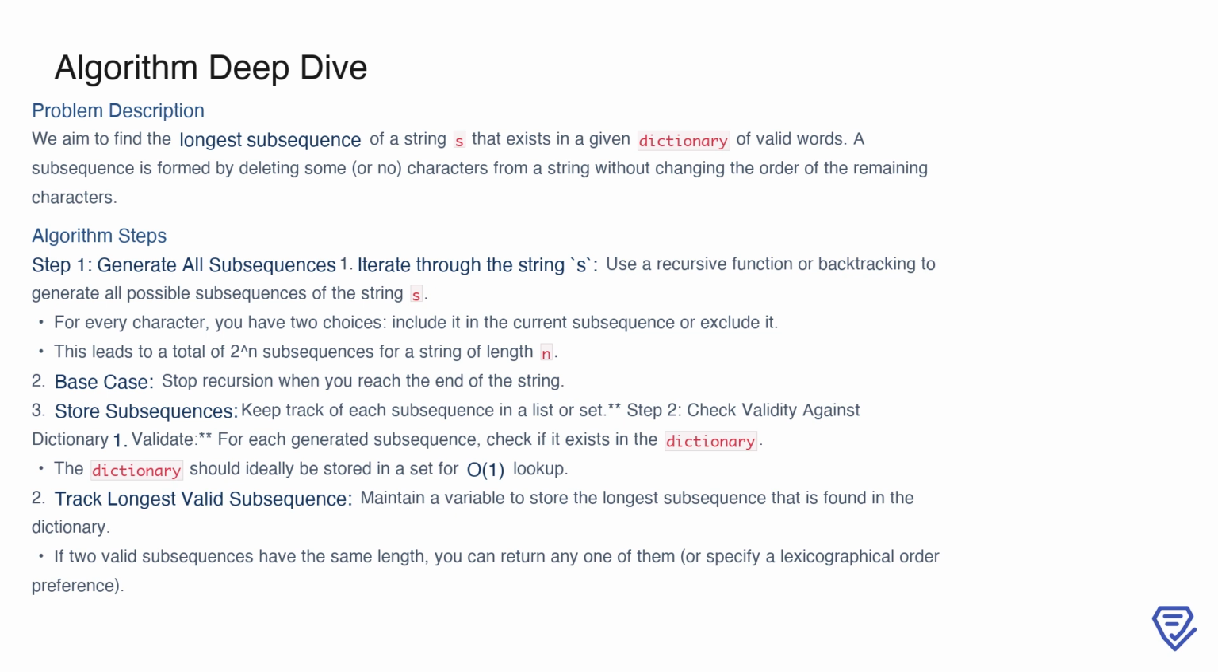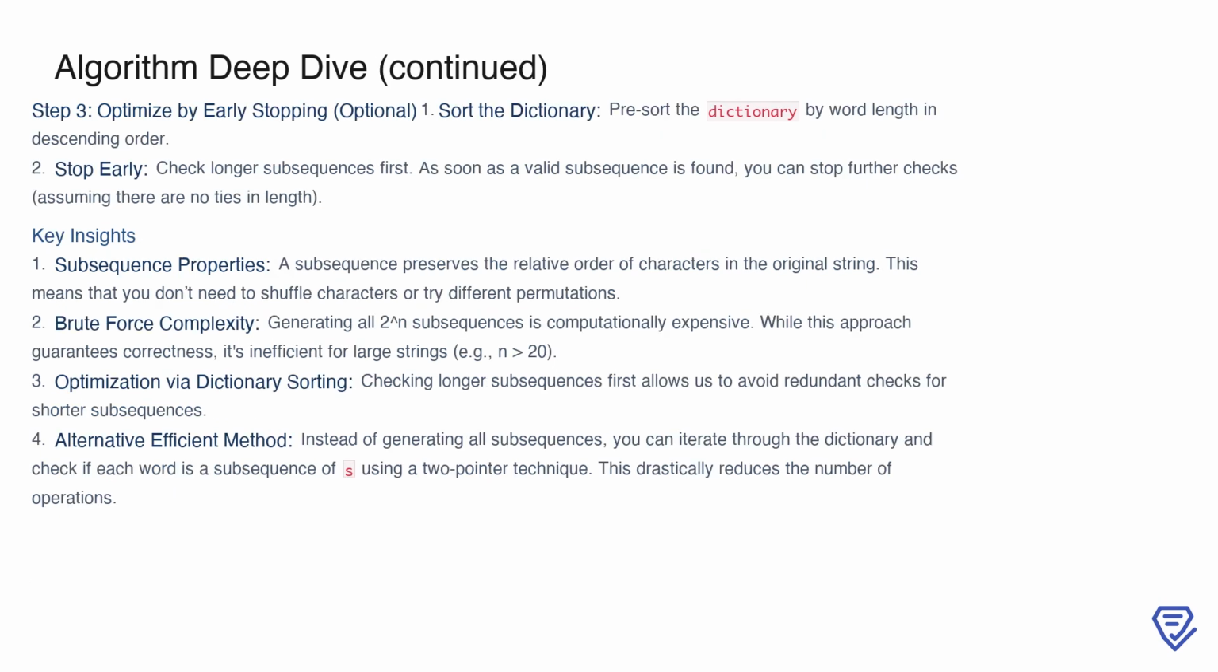If there are ties in length, we can return any one of them or apply a lexicographical order preference if specified. Now, to make this process more efficient, we can introduce an optional optimization step. By presorting the dictionary by word length in descending order, we can prioritize checking longer subsequences first. This allows us to stop early as soon as we find a valid subsequence, assuming there are no ties in length.